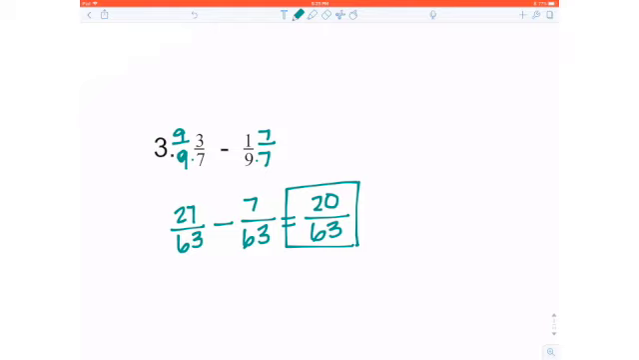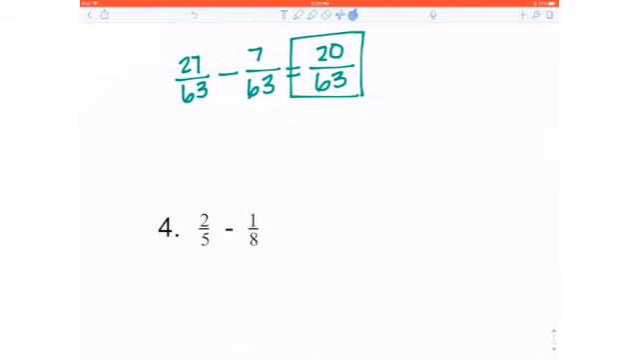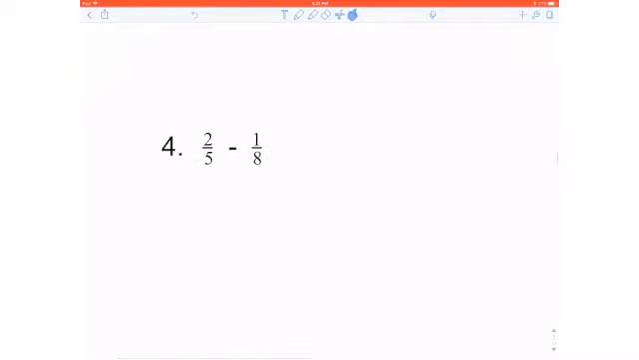Can we simplify it? Doesn't look like it. I'm going to move on. We'll have a couple other ones we can simplify that we can practice together. Go ahead and give this question a try before I show you how to do it.